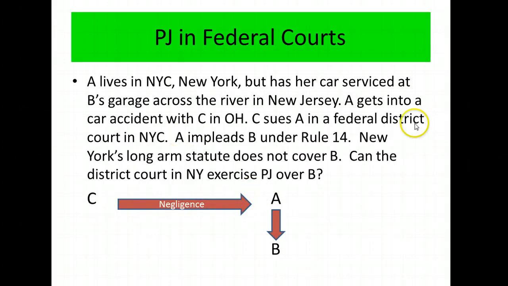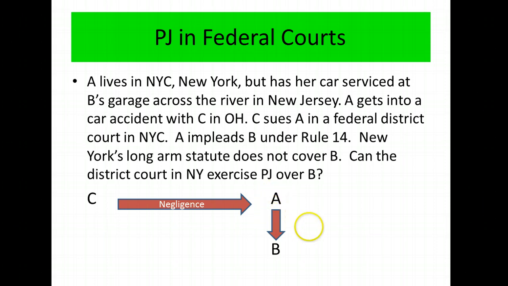So here's an example of when you might use it. Say A lives in New York City, New York, but has her car serviced at B's garage across the river in New Jersey. A gets into a car accident with C in Ohio. C sues A in a federal district court in New York City, and this is the first claim we have here, negligence. C from Ohio sues A from New York, in her domicile in New York. She's got no PJ challenge.